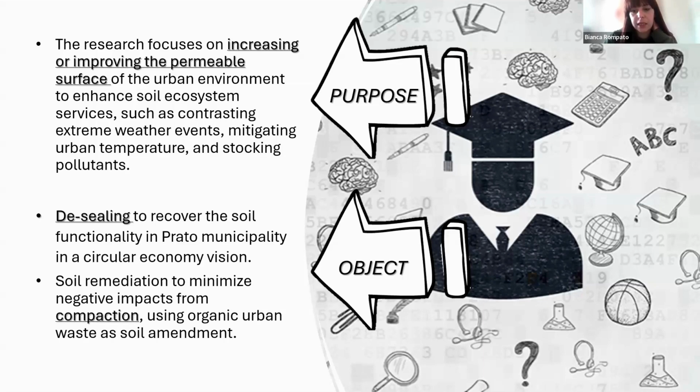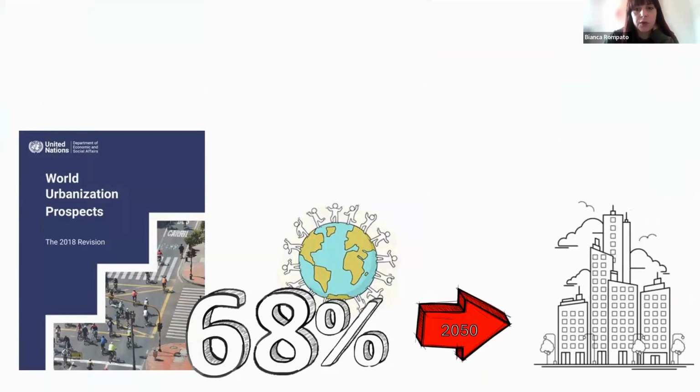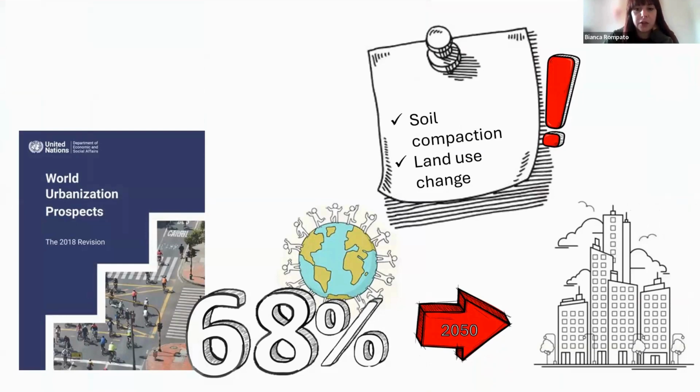The proposed study is placed in an innovative thematic context, and in fact, the World Urbanization Prospects predicts that by 2050, 68% of the world's population will live in urban areas. Although demographic growth is associated with economic development, this aspect proves to be a problem in terms of land use and compaction. As previously mentioned, compacted or sealed soil can suffer in terms of physical, chemical, and biological properties.